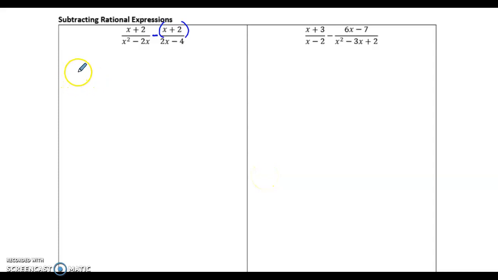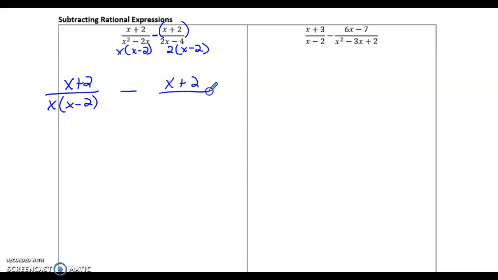So if I factor the first one here, I can take out an x. Second one, I can take a 2 out. If I rewrite that, I'll have x plus 2 over x times x minus 2 minus x plus 2 over 2 times x minus 2. So if we look at that second one, what is the first one missing that the second one has? The only thing that's missing is that 2 down there.